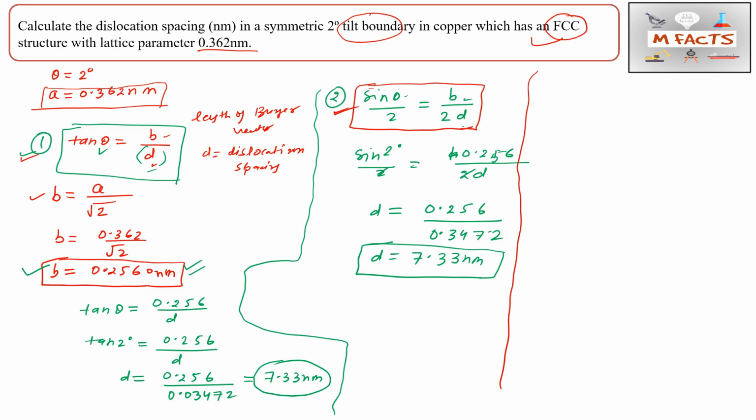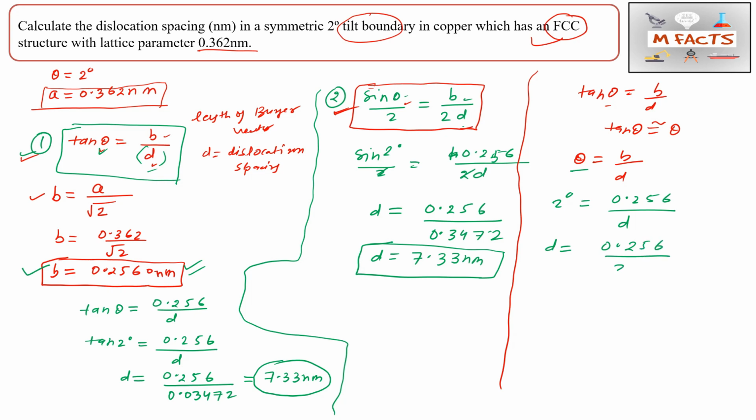Sometimes this theta angle will be smaller. So how can we approach this question? Then theta is equal to b by d. Suppose tan theta is equal to theta, so we can do it like that: theta is equal to b by d. From here we will put in the values. This theta will be 2 degrees, and the b value we know is 0.256, and we need to find this d value. So how can we find d?